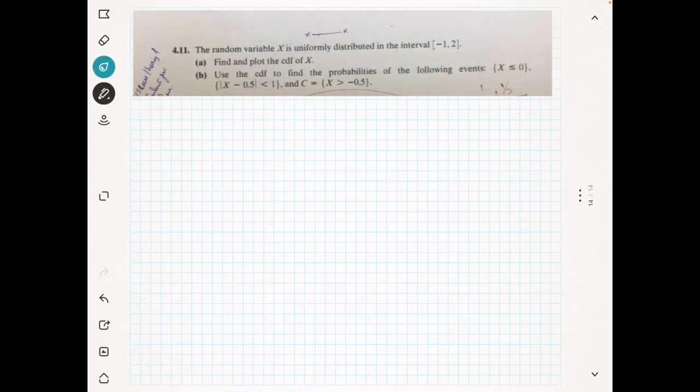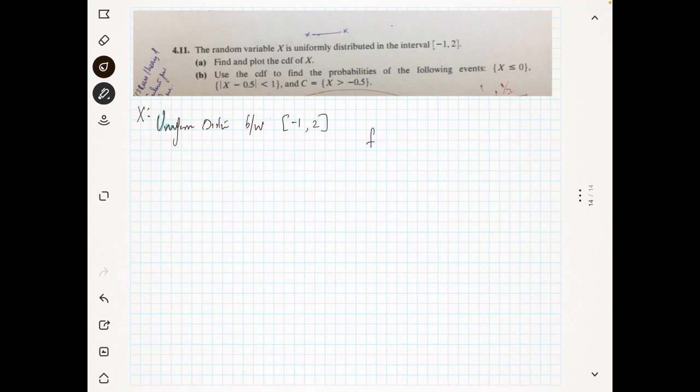This is the next problem. You can see here a random variable x is uniformly distributed in the interval minus 1 to 2. So we have a uniform distribution between minus 1 and 2. So x is the random variable, and x is uniformly distributed.